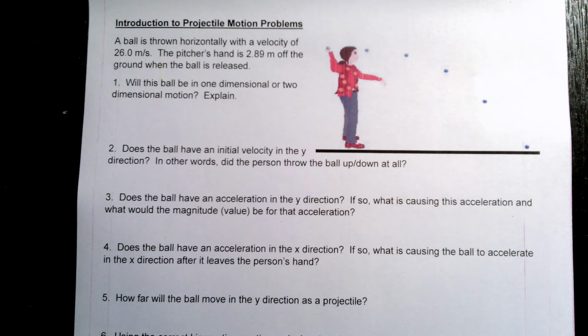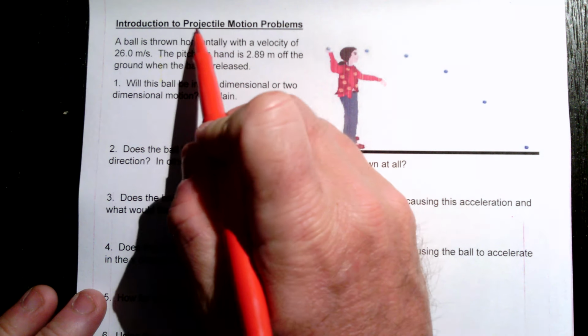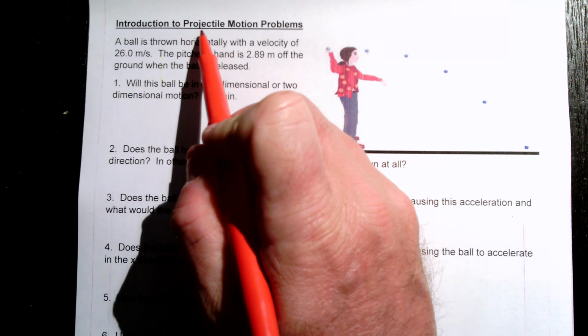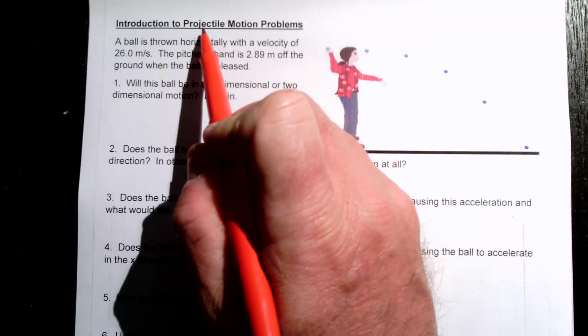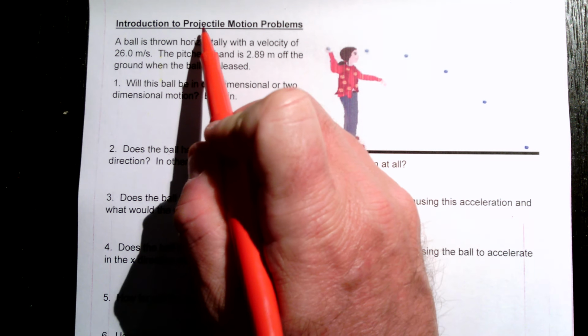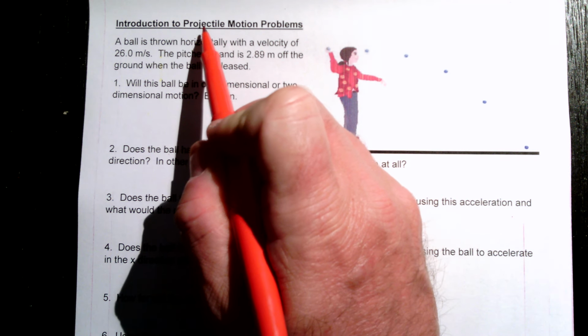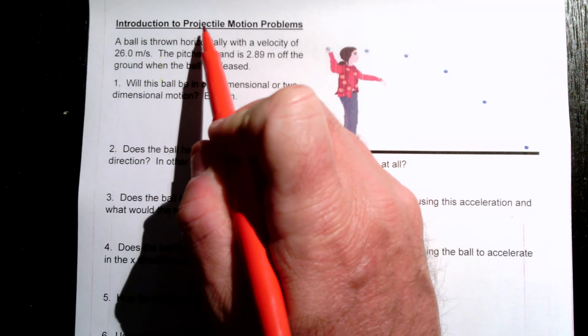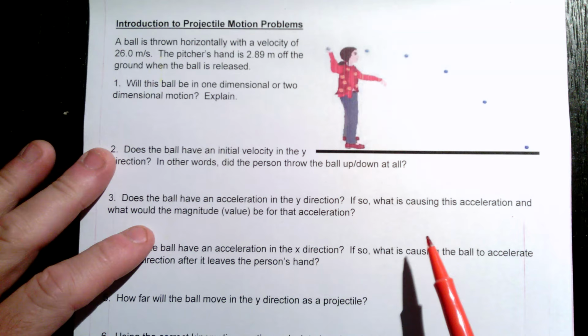So let's talk about solving projectile motion problems. Keep in mind, we're talking projectiles here. We're talking about something that is shot or thrown through the air, not a rocket pushing itself through the air or an airplane, but something that is just shot or thrown. So here we've got this situation.